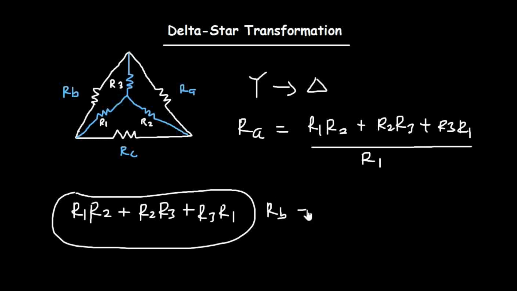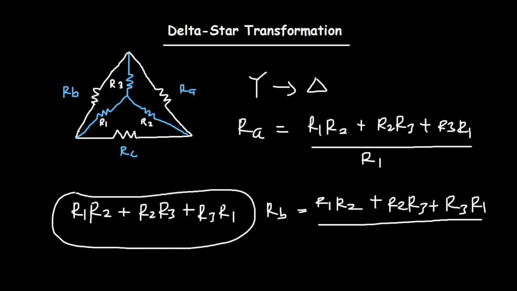So for RB also, we are going to use the same sum that we derived here. That is R1 multiplying R2 plus R2 multiplying R3 and then plus R3 multiplying R1. So all this is divided by the value opposite to RB, which is R2. So all this divided by R2. Okay, so this is for the second resistor in the delta connection.